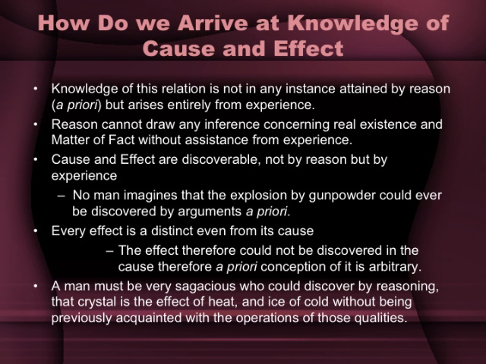But according to Hume, every effect is distinct even from its cause, because the effects therefore could not be discovered in the cause, and thus a priori conception of it is completely arbitrary, because you're not going to be able to argue that the one billiard ball is going to cause the other billiard ball to move in this particular sort of way. Think about this, and as an example Hume gives as well.